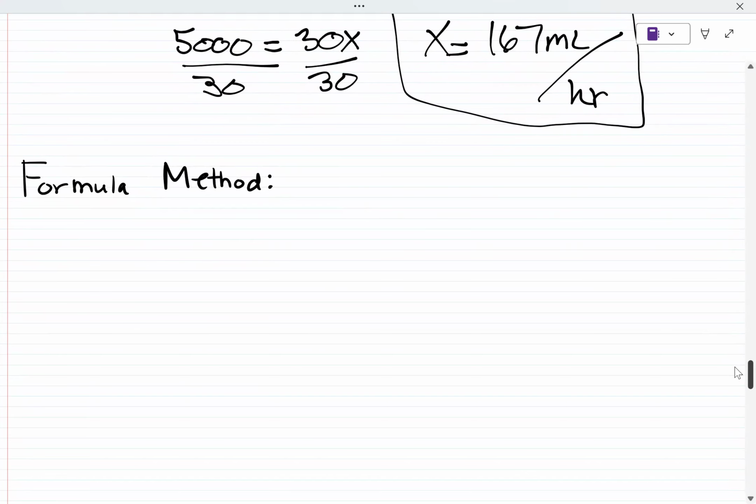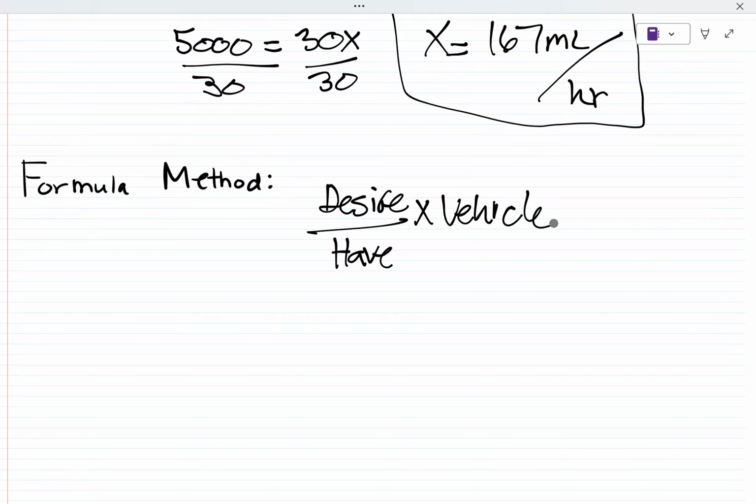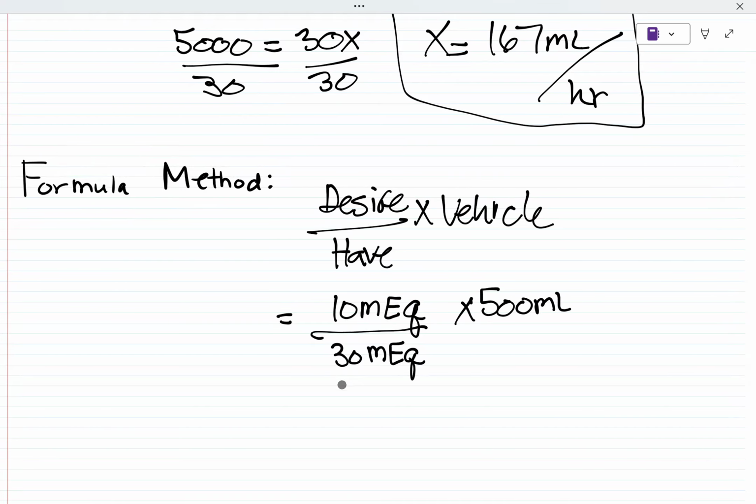Okay, and then let's do the formula method. The formula is desire over have times vehicle. Our desire was 10 mEq, and then we have exactly 30 mEq, and our vehicle was 500 milliliters. And when you put it all together, you get 167 milliliters per 1 hour.